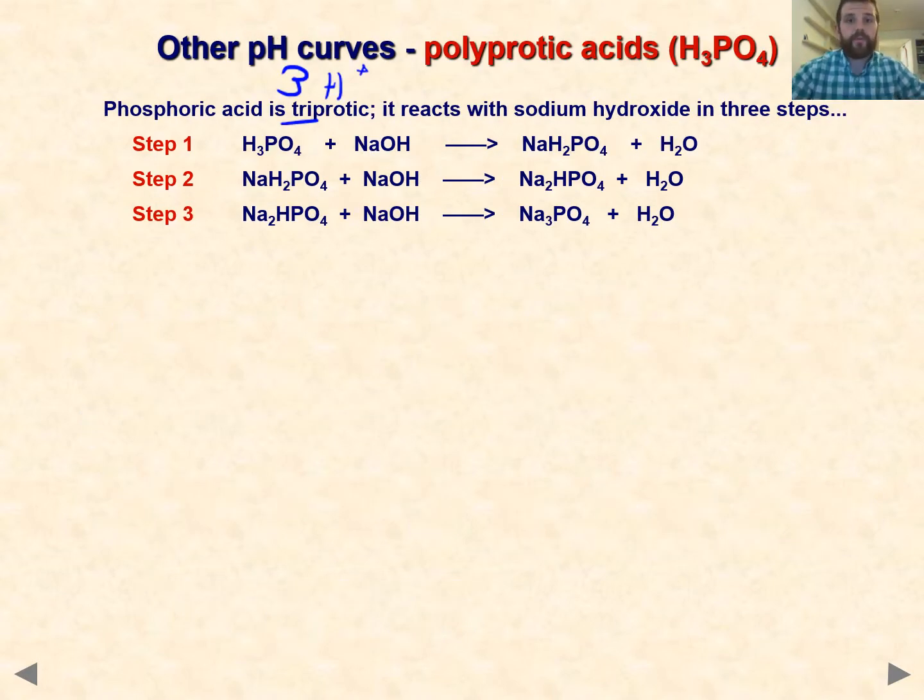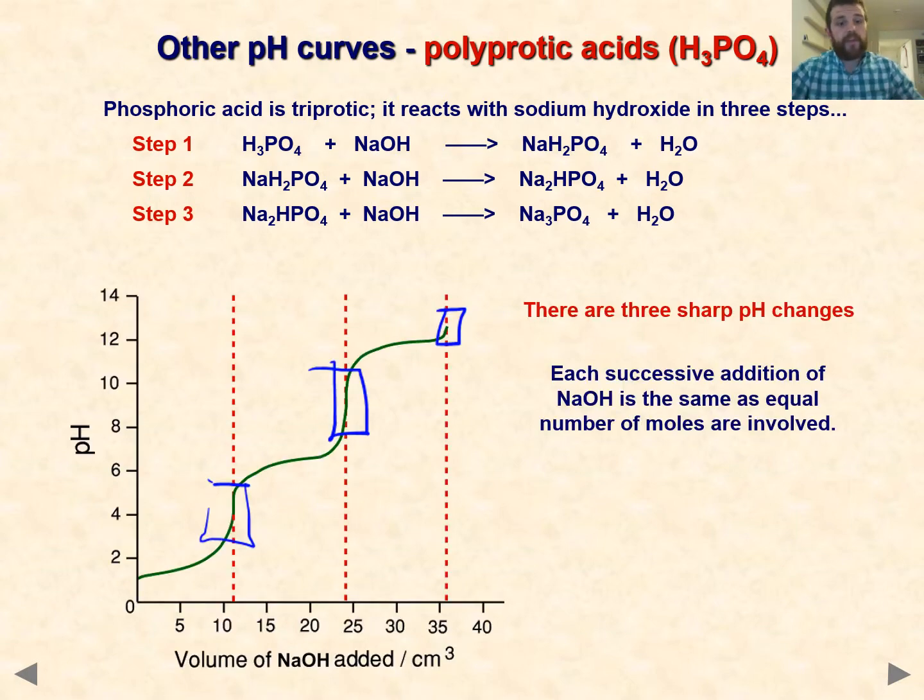And another example would be polyprotic. So this is a triprotic acid, 3 protons. And then what you can see here is this is going to be able to donate 3 protons. So you should be seeing 1, 2, 3 sharp changes. This is just going to let you know how many protons this thing was able to donate.